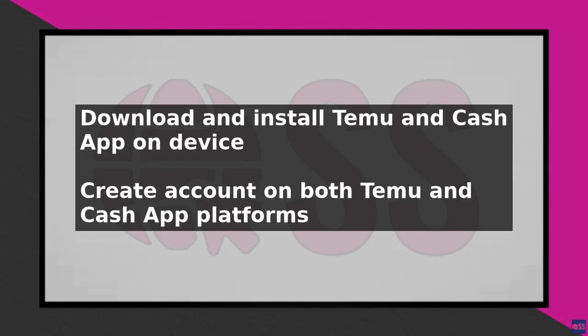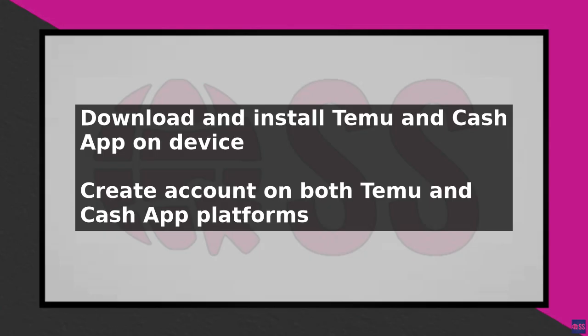To use Temu with Cash App, start by downloading and installing the Temu and Cash App on your device. Create an account on both platforms if you have not already done so. On Temu, browse through the various products and select the items you wish to purchase. Once you have added all the desired items to your cart, proceed to checkout.